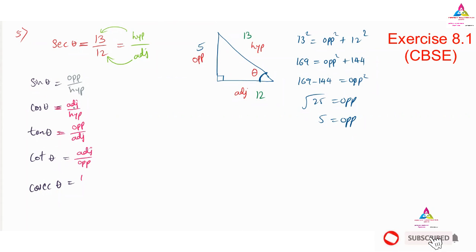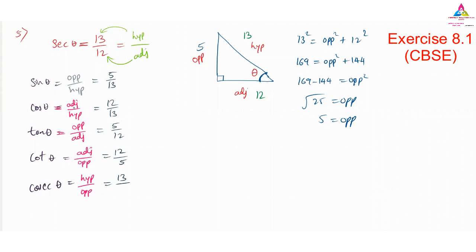Yes, hypotenuse by opposite of it. So now the next part, that is writing the value. Opposite is 5, hypotenuse 13. Now adjacent is 12 and 13. Here opposite by adjacent is 5 by 12. Adjacent is 12 and opposite is 5. And last, hypotenuse is 13 and opposite is 5. So this is our answer.